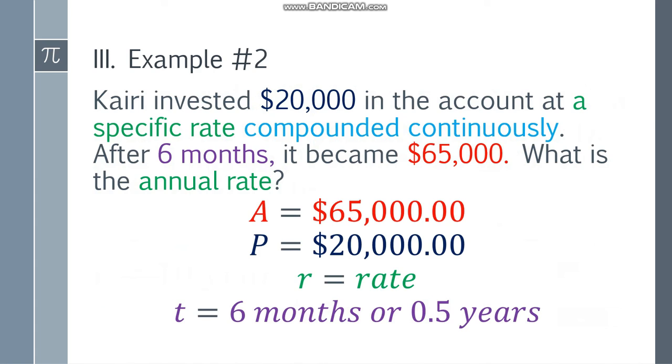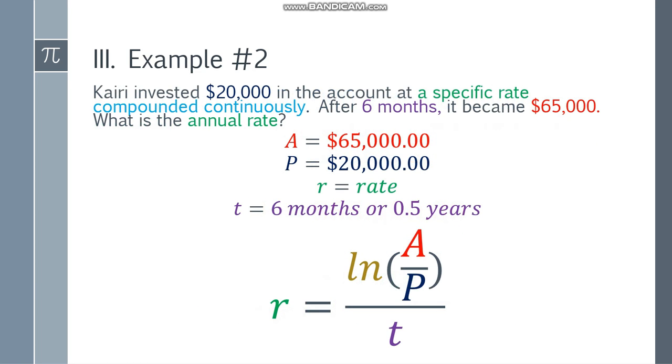Okay, by the way, time is always in years. So for this one, you have to convert 6 months to years first. Remember, in a year, there are 12 months. So 6 months will be half a year. So that will be 0.5 years. Or it will be like this, 6 over 12. That's equal to 0.5. Okay, moving on.